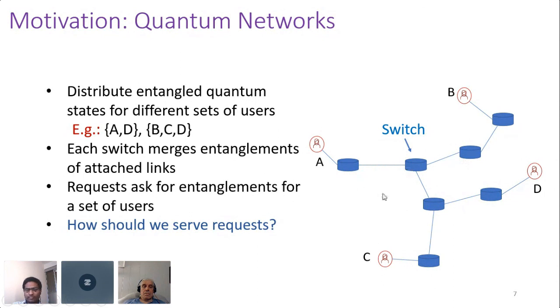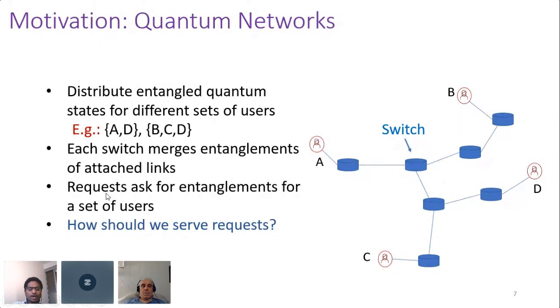For example, in this network, we could want to create an entangled state shared between user A and user B. And similarly, we could want to create a 3-qubit entangled state shared between users B, C, and D. Each switch will merge primary entanglements generated across the attached links. Essentially, we need to use capabilities of different switches in order to create end-to-end entanglements for different user pairs.